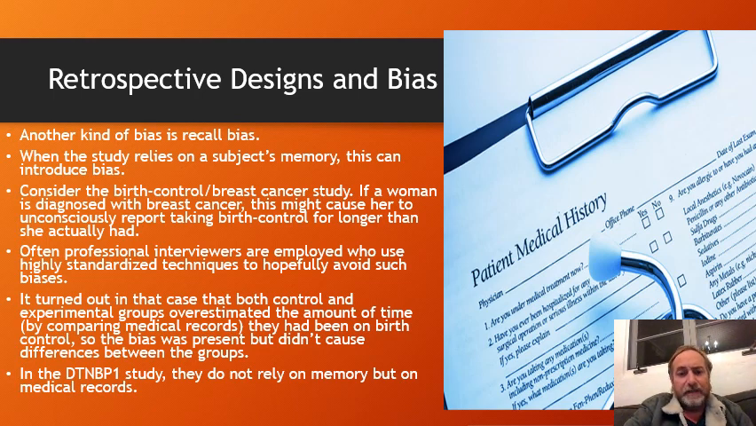It turned out, for example, in that birth control group that everybody actually overestimated the amount of time they had been on birth control. So there was a bias, but it balanced out in both experimental and control. But in this study, they're not relying on anybody's memory. They're using medical records, so it doesn't seem like recall bias would be relevant.